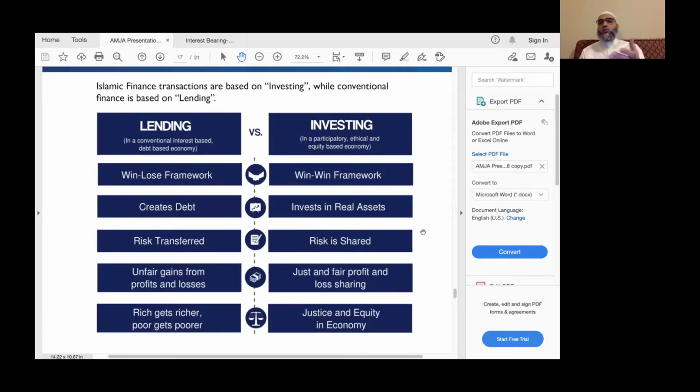Of course, when it comes to investing or creating a partnership with an Islamic mortgage or Islamic finance or investment company, it's a win-win framework versus a win-loss framework. If there is a profit, as I said, everybody will be taking his or her share from the profit. If there is a loss, everybody will be incurring loss.